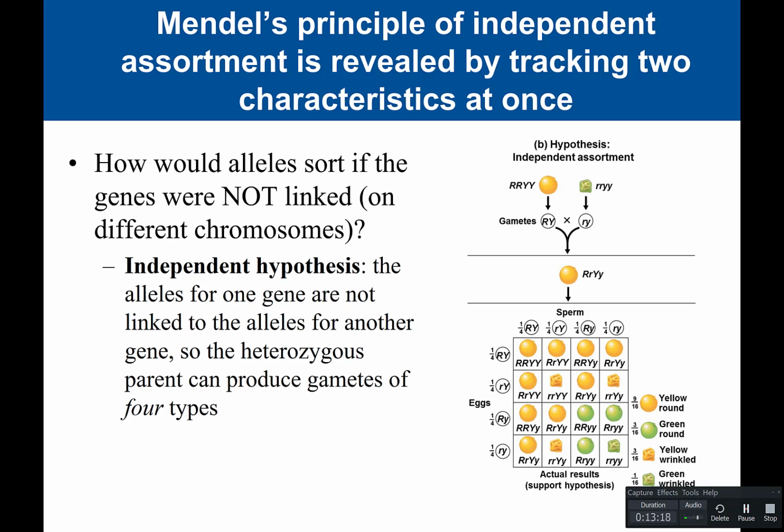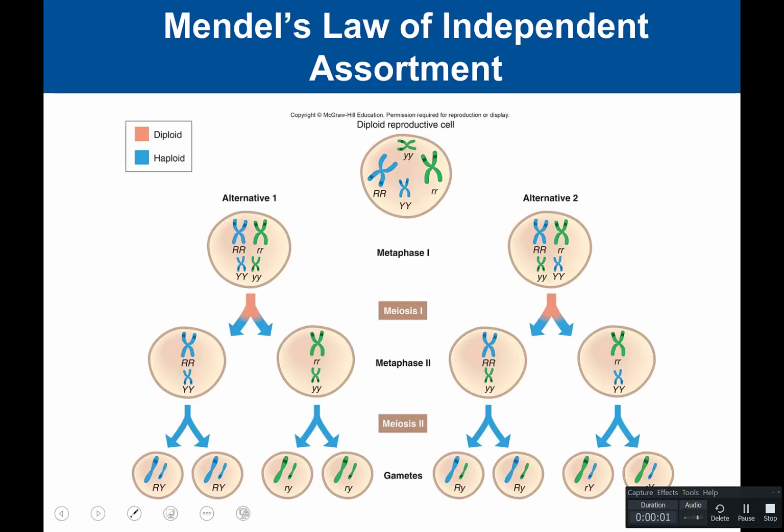Let's take a look at what those gametes would look like. So let's take a closer look at the independent hypothesis, which is assuming that the alleles are going to assort independently. What you see here is that these chromosomes are arranged by homologous pairs. So here is a homologous pair with this one. Notice they're the same size, same centromere, etc. This one and this one are a homologous pair.